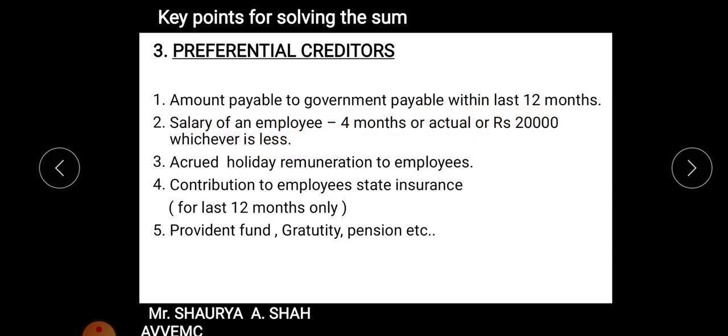Next is salary of an employee, 4 months or actual or 20,000, right? That also you will see in this sum. Today we are going to do it. Accrued holiday remuneration, any accrued holiday remuneration, this point also came in one of the sums, so you have to consider it. Contribution to employee state insurance for the last 12 months only, right? So any contribution made for the employee state insurance for the last 12 months, that you need to take. PF, gratuity, pension, etc. I hope it is clear, right?